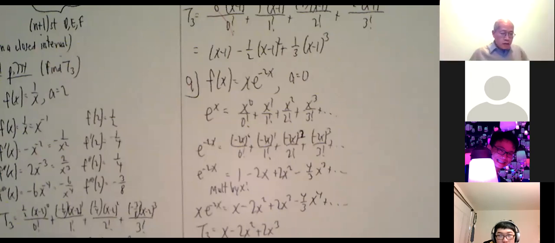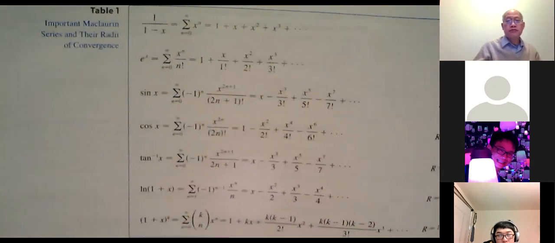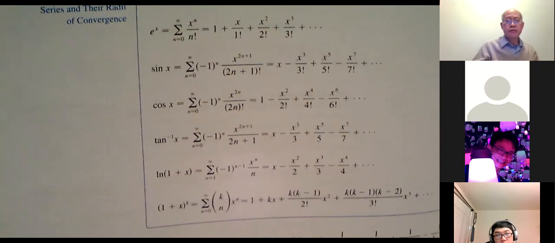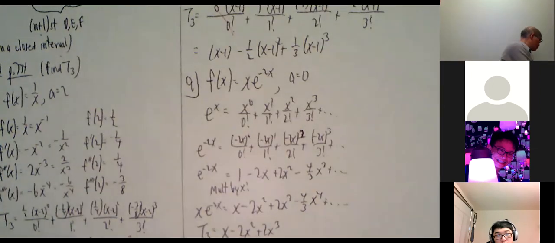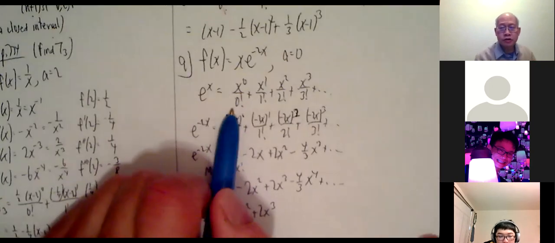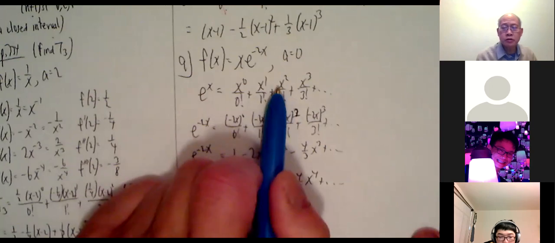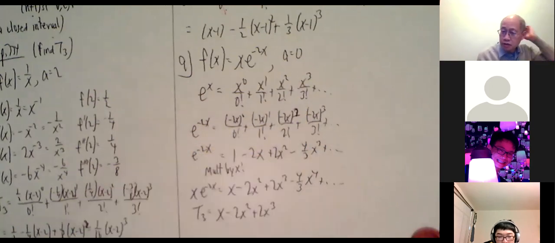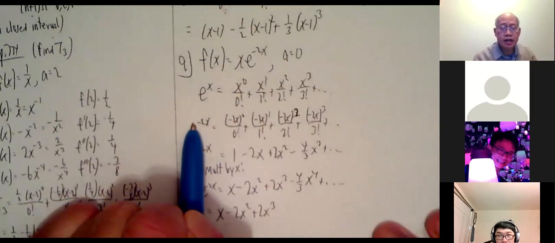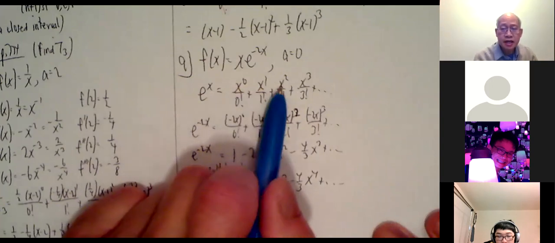If you haven't already done so, put this on your formula sheet, page 768. Formulas for 1 over 1 minus x, e to the x, sine x, cosine x, inverse tangent x, ln 1 plus x. And don't worry about that last one. Okay, so e to the x is x to the 0 over 0 factorial, x to the 1 over 1 factorial, x squared over 2 factorial, x cubed over 3 factorial. 4 terms.